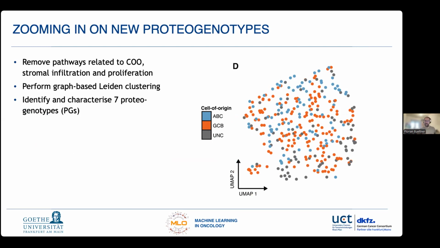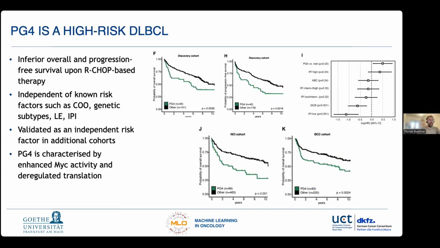So we can remove these factors, then plot another UMAP, and then what we have here is the secondary structure of variation between the patients once we removed these known factors of variation. We then could just do some graph-based clustering and identify 7 proteogenotypes, as we call them. We looked at these proteogenotypes in detail, and I'd just like to very briefly highlight one of them, which is PG4, because we found that PG4 was actually a high-risk DLBCL.